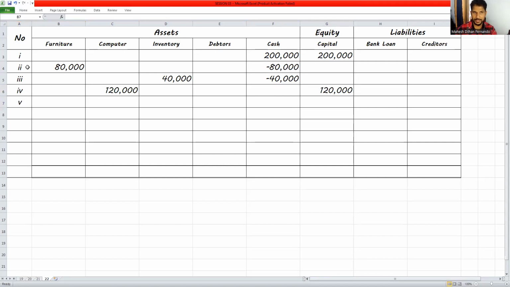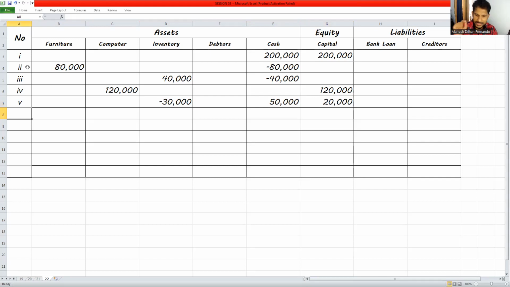Transaction number 5. Sold goods valued 30,000 for 50,000 on cash. Inventory minus 30. One asset decreases. It's a cash sale. So the balance of cash is increased by 50,000. Don't forget, the business has generated a profit here. How much is the profit? 20,000. That belongs to the owner. Add that to the capital.